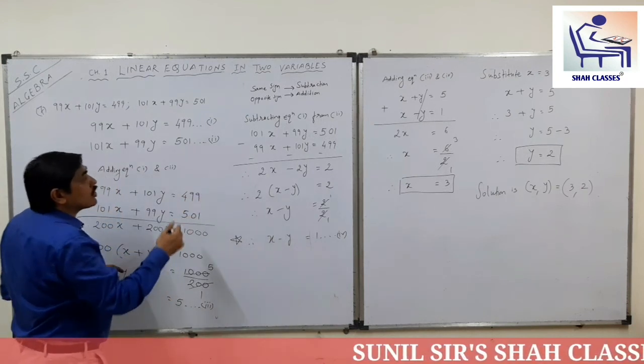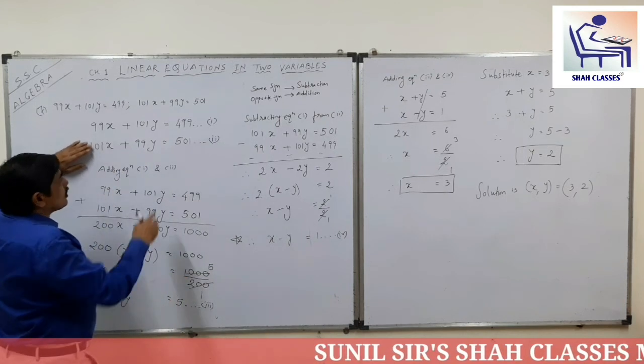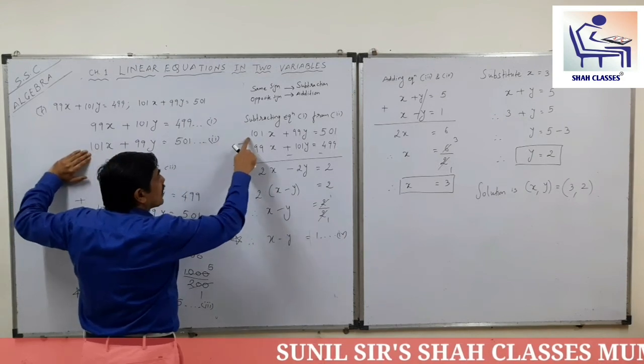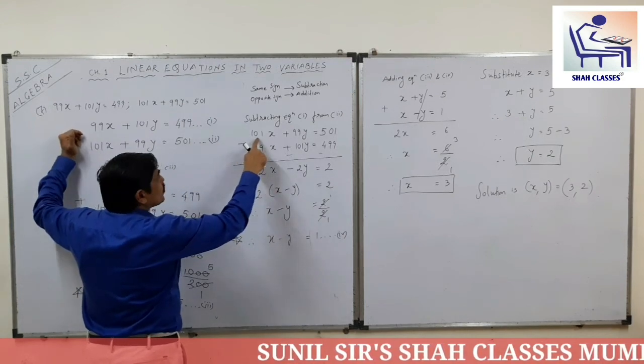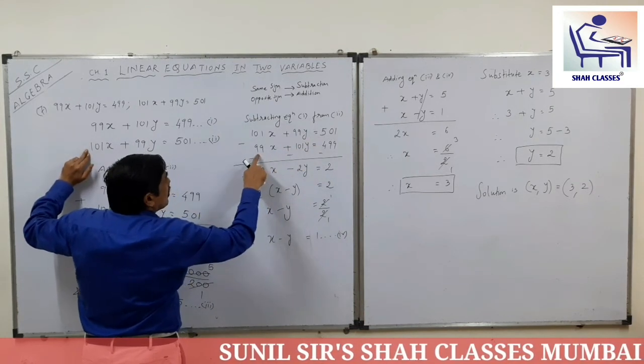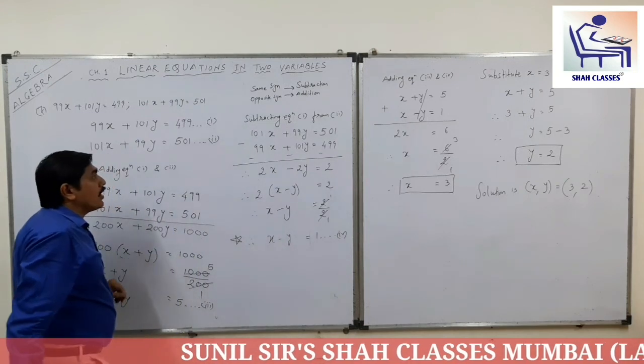Now subtracting equation 1 from 2. Because 501 is bigger than 499, we take it on the upper side. So 101x plus 99y is equal to 501, and 99x plus 101y is equal to 499.